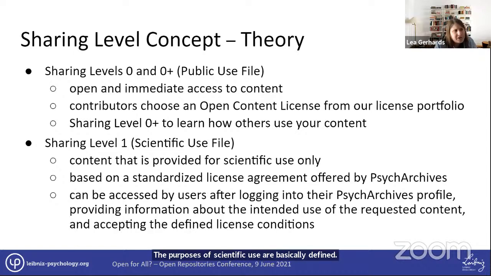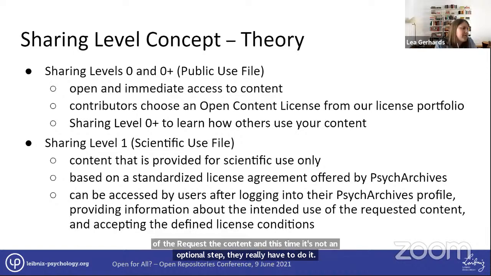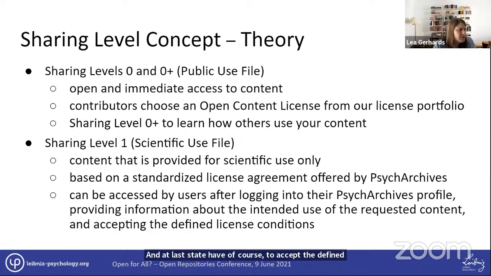Content made available in this sharing level 1 can be accessed by users after logging into their Archives profile. So they have to make an account there. They have to provide information about the intended use of the requested content. And this time it's not an optional step. They really have to do it. And at last, they have, of course, to accept the defined license conditions, so the license agreement. Contributors can then keep track of the number of accepted license agreements for their content through their own Archives profile.